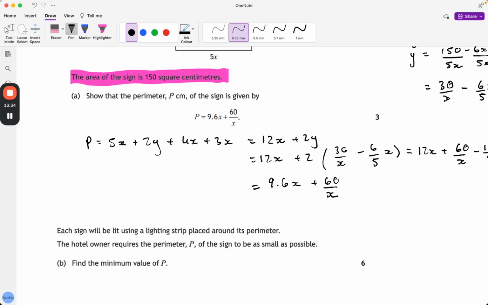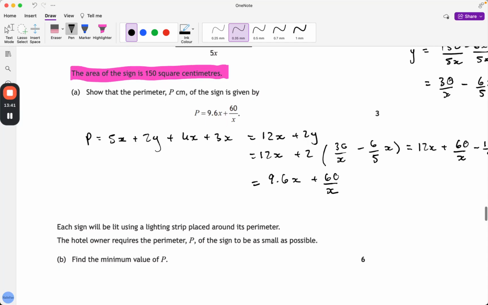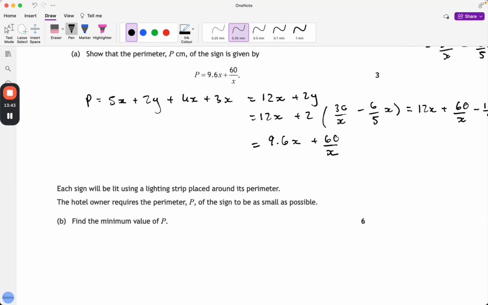So you don't have to have done part A to get part B, because it was a show that question, so we know what the perimeter is anyway. So we can just use that information there. We have that P equals 9.6x plus 60 over x.